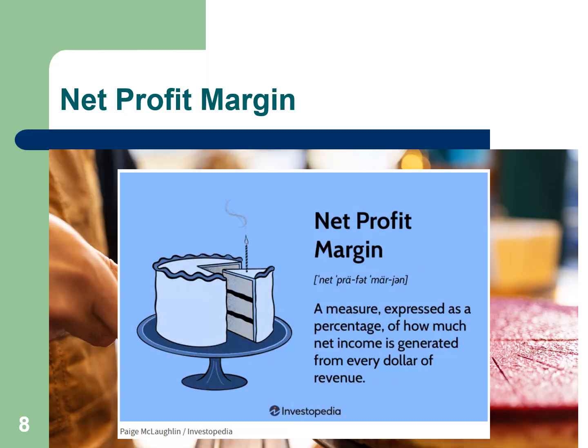The net profit, also known as net income, is calculated by subtracting all expenses, including operating costs, interest, taxes, and other expenses, from the company's total revenue. It's the amount of money that remains after all the costs of doing business have been accounted for.